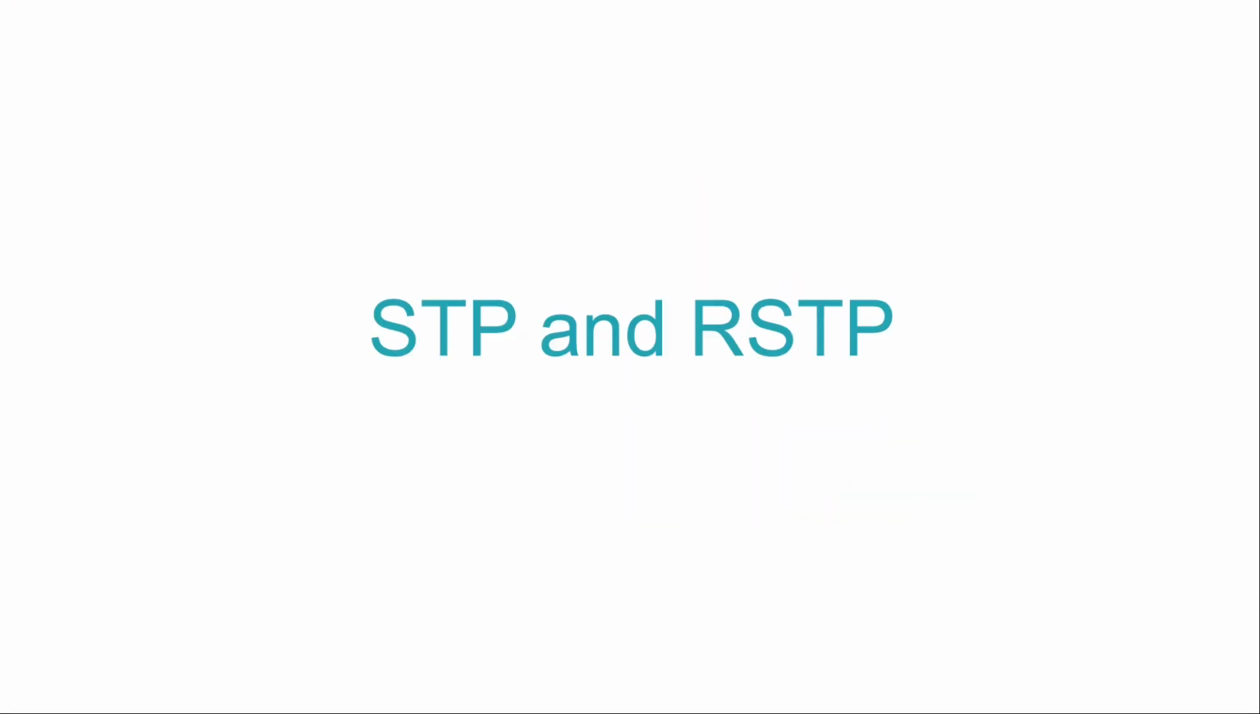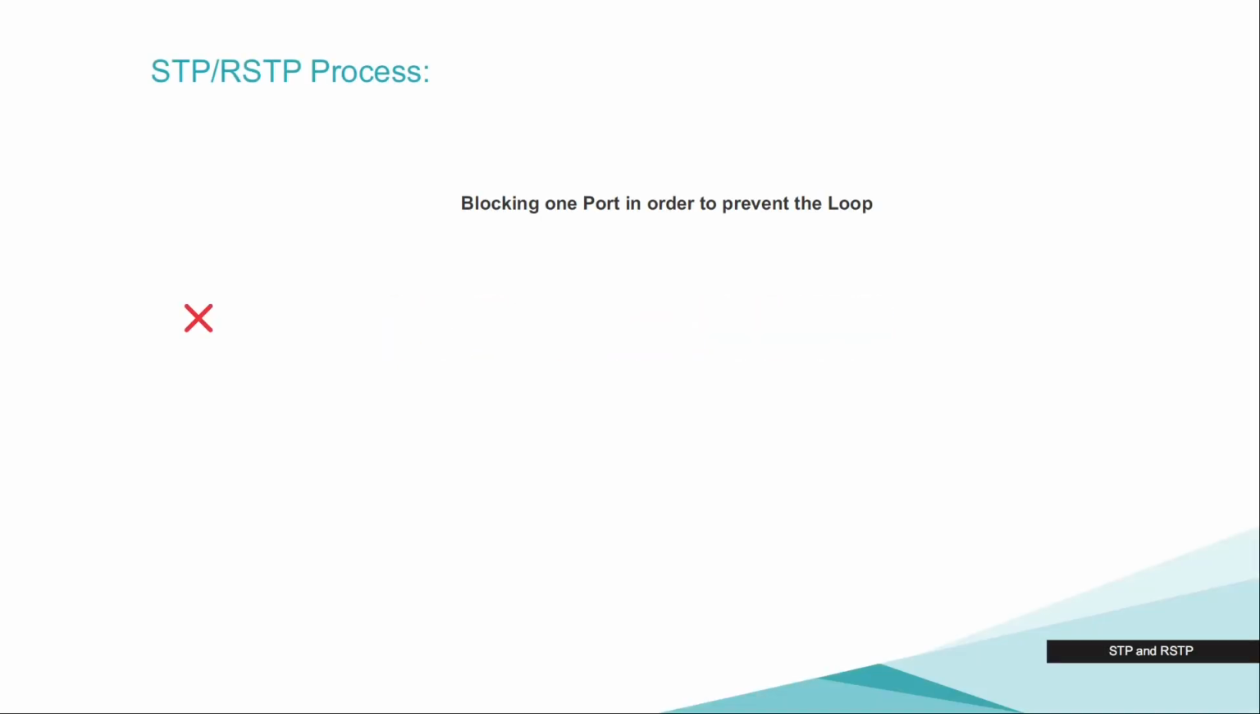In this lesson, we will learn about STP and RSTP. So STP and RSTP are very similar. Most of what we discussed in the previous lesson works for both STP and RSTP. So STP and RSTP block one port in order to prevent the loop in our environment in case of a redundant link.